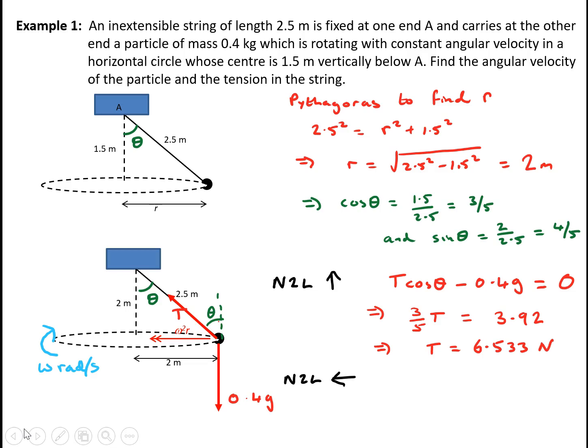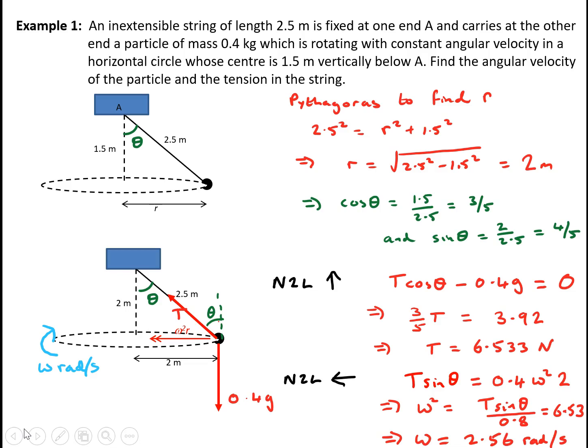So in this case, we've got T sine theta must equal 0.4 times omega squared times 2. We know the value of T, so we've got omega squared is T sine theta divided by 0.8, which is 6.53. So omega is the square root of 6.53, which is 2.56 radians per second.